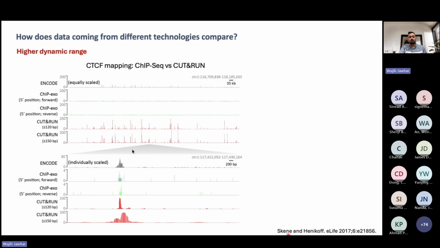And you can appreciate more clearly in this example as well. It's a snapshot of mapping CTCF sites. The chances of missing lower peaks, which are potentially sites of lower enrichment, are much higher when doing ChIP-seq because, again, of the low dynamic range. Moreover, if you want to pick up subtle changes, or if you have very low abundance of your mark, this can also become problematic if you perform ChIP-seq.